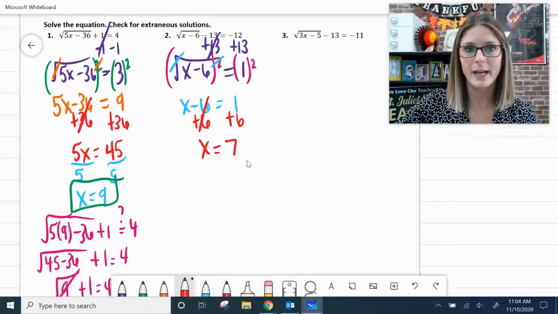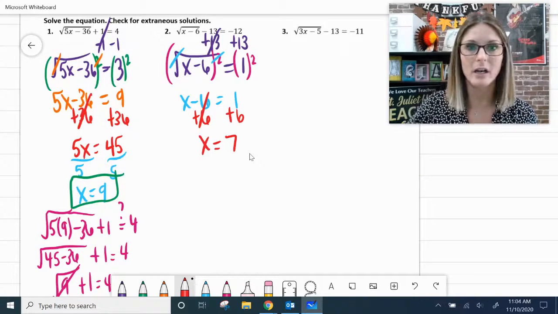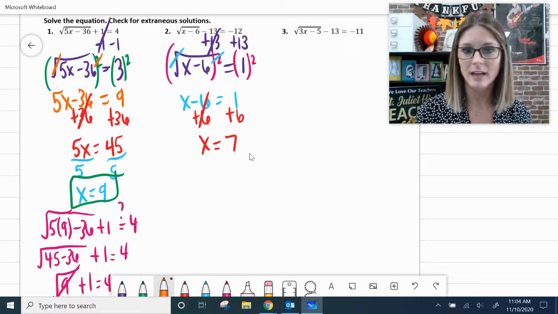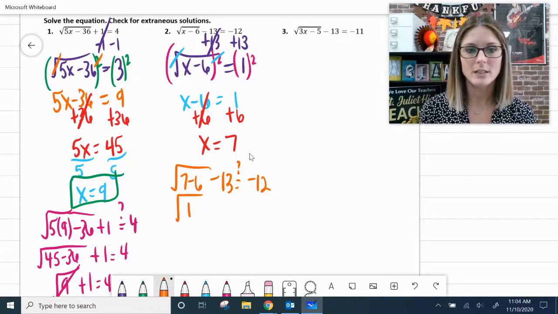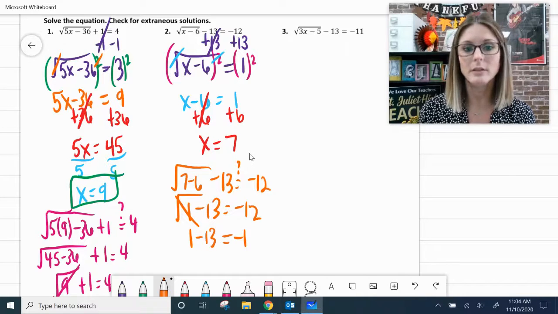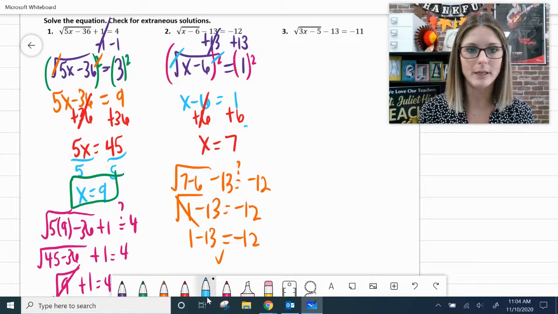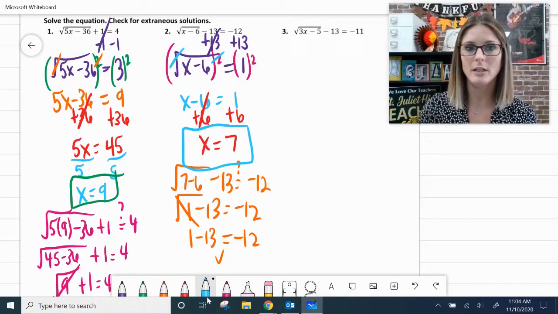We want to check. We want to create a really good habit. Hint, hint, wink, wink, cough, cough for our next lesson. We want to make sure we create a really good habit of checking our answers. So I'm going to plug 7 in for x into the original problem. 7 minus 6, minus 13. Does it equal negative 12? 7 minus 6 is 1. The square root of 1 is 1. Minus 13 is negative 12, so it checks out. Okay. Want to create really good habits checking our answers. 7 is our answer.